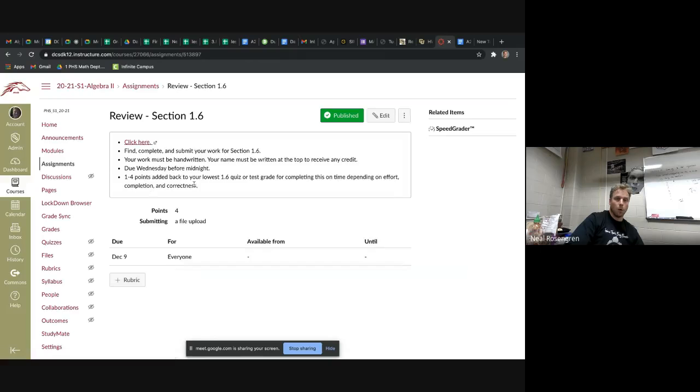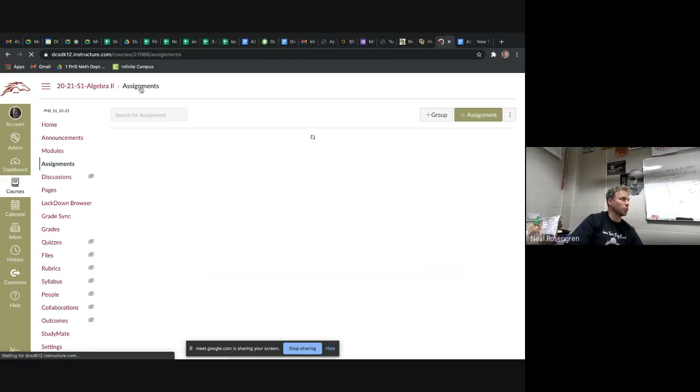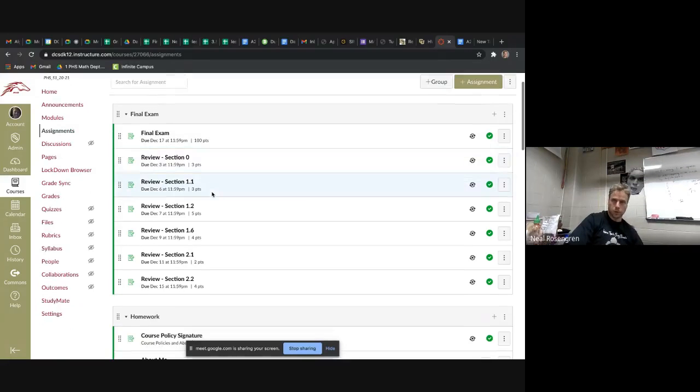Okay, 1.6. You can get anywhere from 1 to 4 points added back to your lowest 1.6 quiz or test grade for completing this one on time. Obviously, effort, completion, and correctness here are going to play a role in how many points you get back. Okay, and what you'll see is there's going to be 4 questions. You do 1, you get 1. You get 2, 2, 3, 3, 4, 4. Okay, so it's all right there. Hopefully, really super obvious what to do, how to do it. I'll do little breakdowns, you'll see here in a second, of how to get these done, like a how-to section of notes.